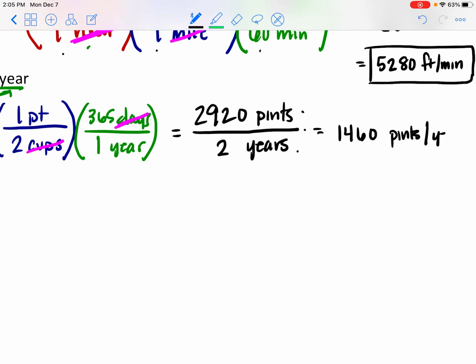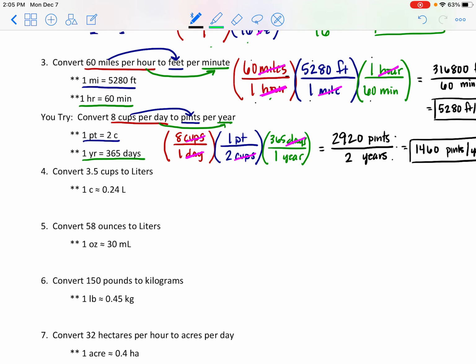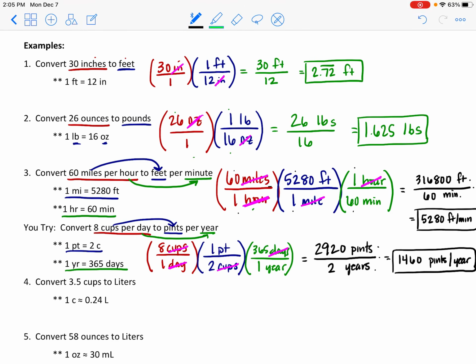Pints per year. Okay, hopefully not terrible. And I'm not going to ask you to do more than 2 conversions, so that's probably about as complicated as it could get. Okay? All right, now the next few we're going to look at, those were all standard measurements, every measurement we saw there.